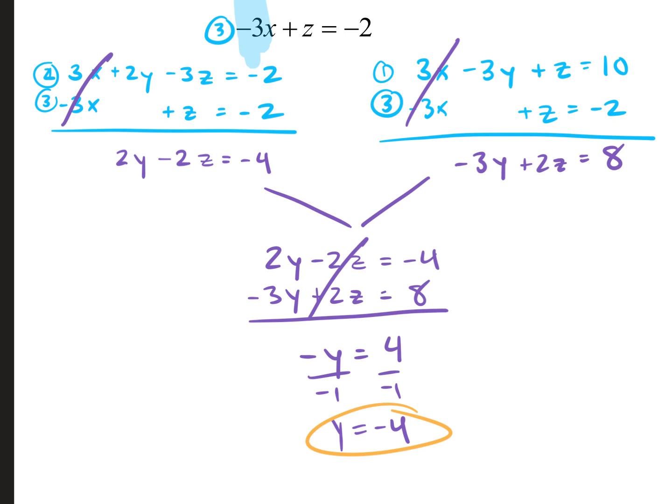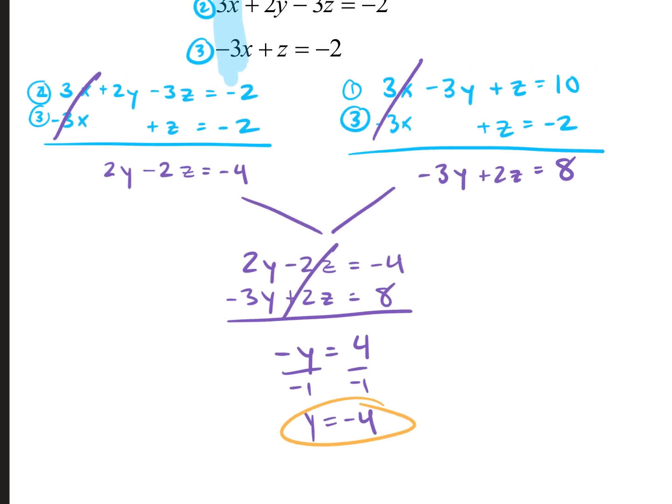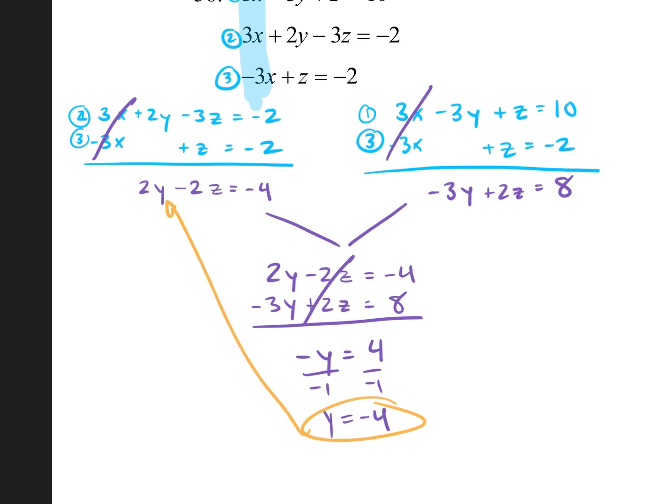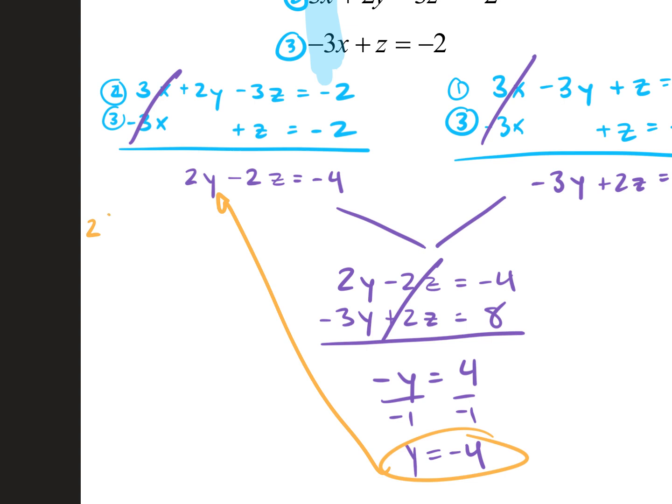So that's one answer. Now once we have 1, we just need to work backwards to find the rest. So I'm going to take y, plug it into one of my equations with two variables. So I have 2 times negative 4 minus 2z is equal to negative 4.